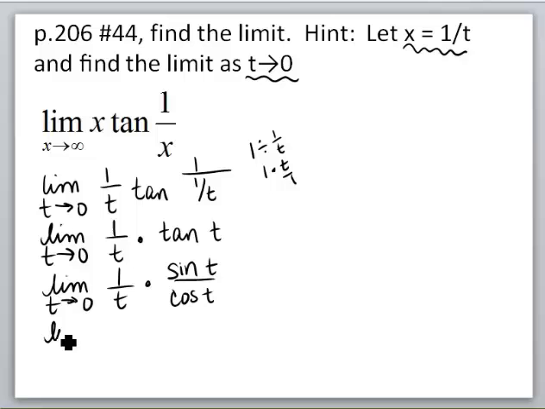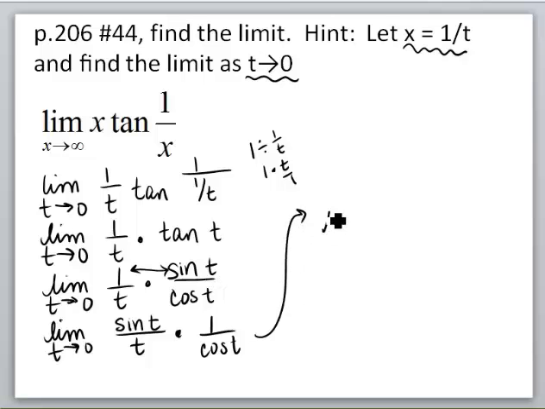Now, if I go back and think about some of the things that we've talked about earlier this year, I actually could rearrange this. So it says sine of t, I'm moving this over here, over t times 1 over cosine t. Now I can use my properties of limits, and I can separate and think about each one as a separate entity. So I've got the limit as t approaches 0 of sine of t over t, times the limit as t approaches 0 of 1 over cosine of t.